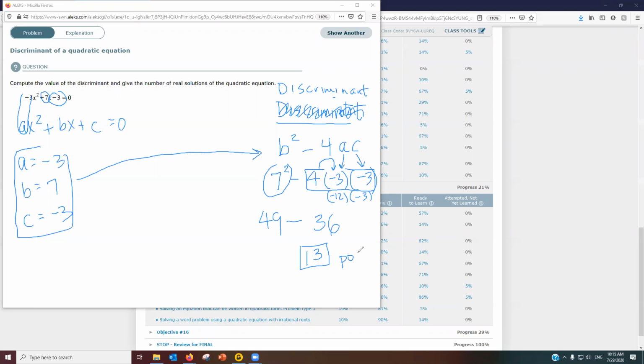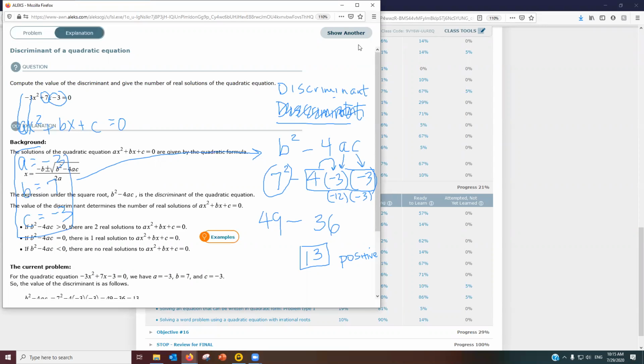Notice this is a positive number, not a negative number. If it was a negative number, that means we would be taking the square root of a negative number in the quadratic formula, which would lead us to complex solutions. Well, let me go to the explanation just to show you a summary here. Let me erase something to make it a little easier for us to read this. All right, so we just worked out the discriminant, right? And that's b squared minus 4ac. We got the number 13 as our answer.